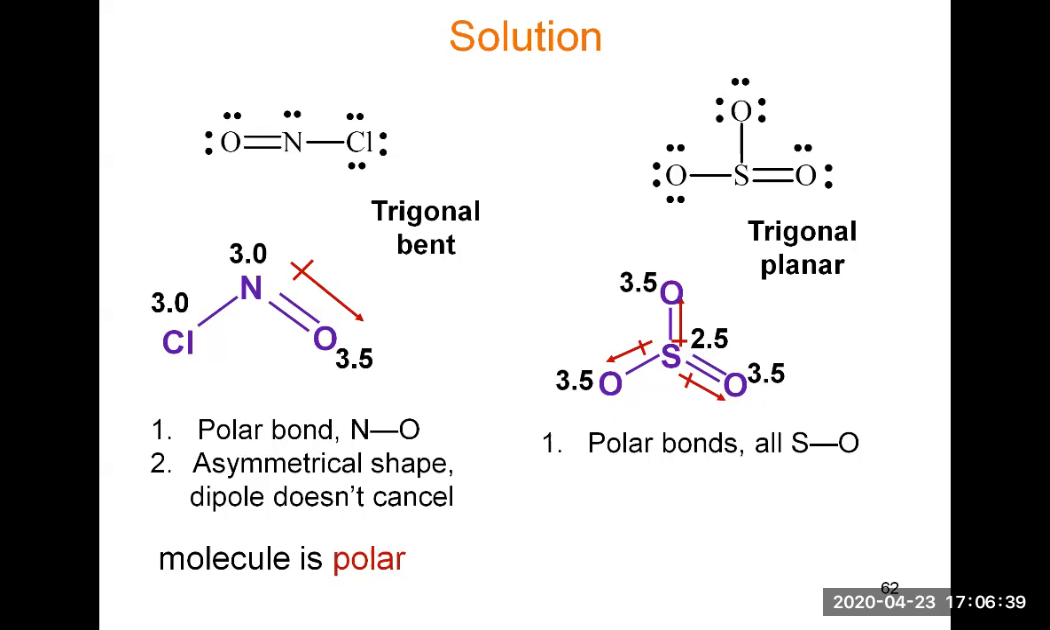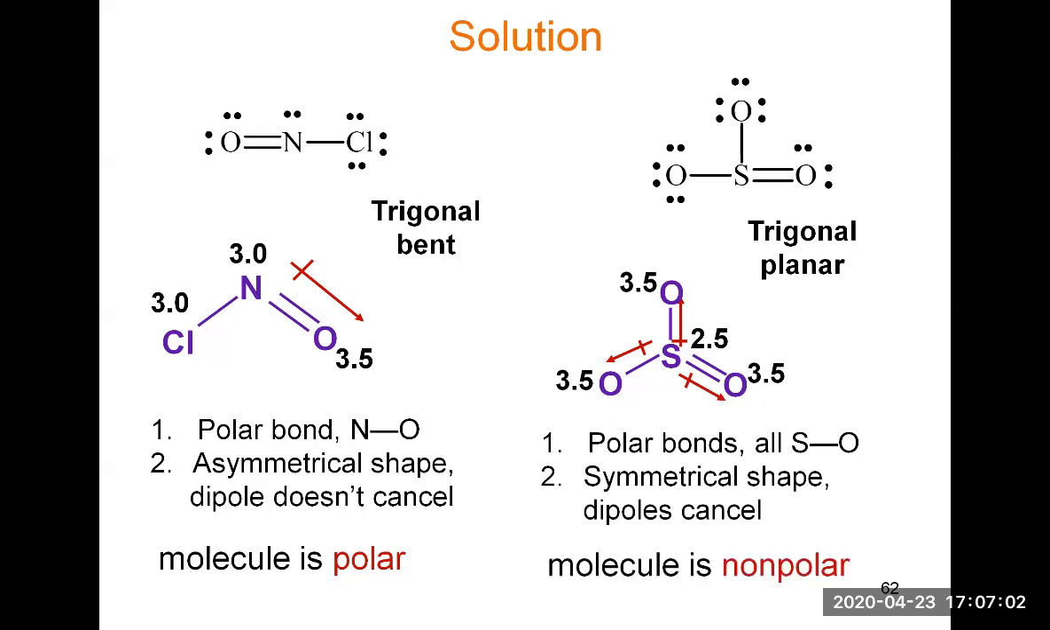And so we have a symmetrical shape here. It's symmetrical. And so the dipoles, because they are all 3 of the same strengths and pulling in a symmetrical shape where they are equidistant from each other, they will cancel. They will cancel, and the molecule as a whole is non-polar.